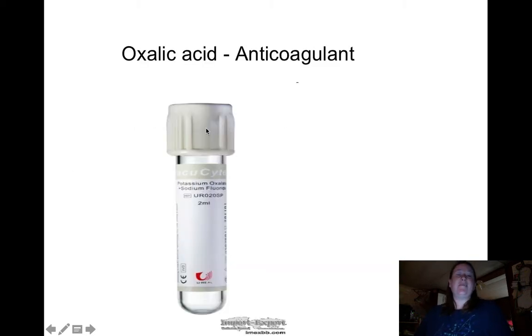Oxalic acid in the medical field is also used as an anticoagulant, which is an anti-clotting agent.